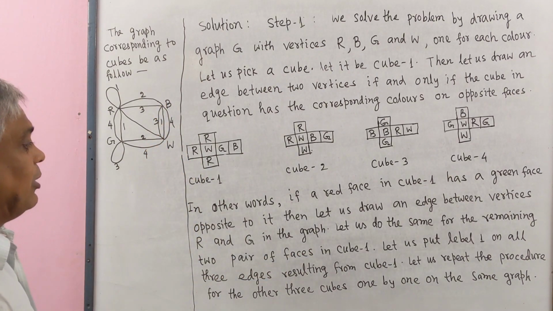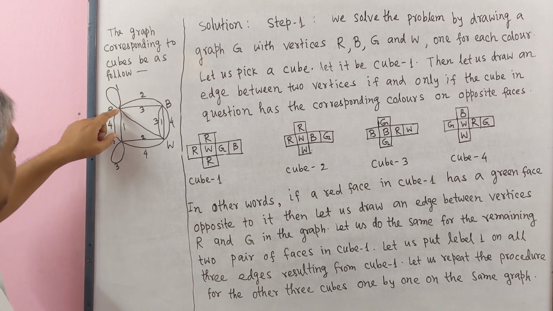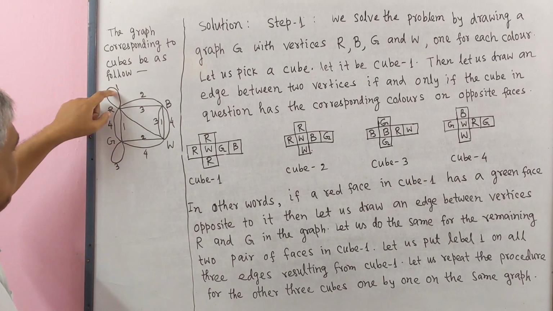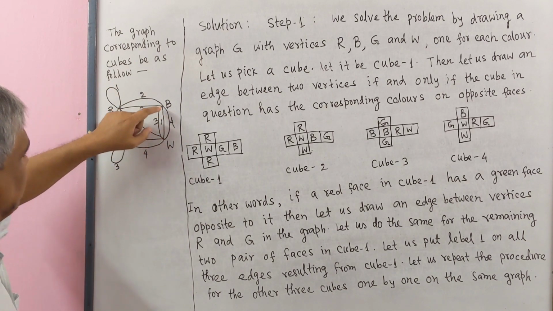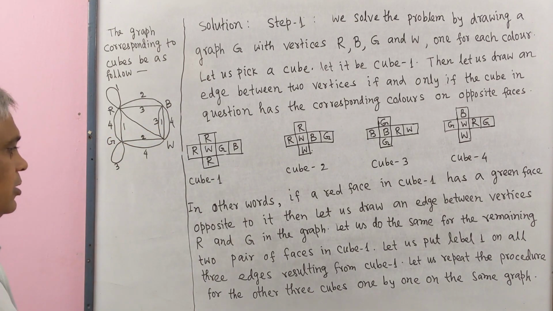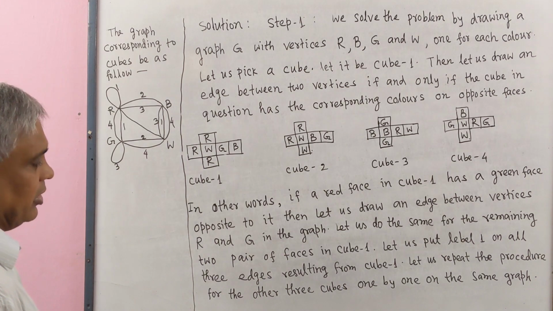Let us put label 1 on all three edges. Here we have drawn this edge, this is label 1. This is also for the first cube, edge label 1, and this is the edge for the first cube. We give it label 1. Let us put label 1 on all three edges resulting from cube 1.